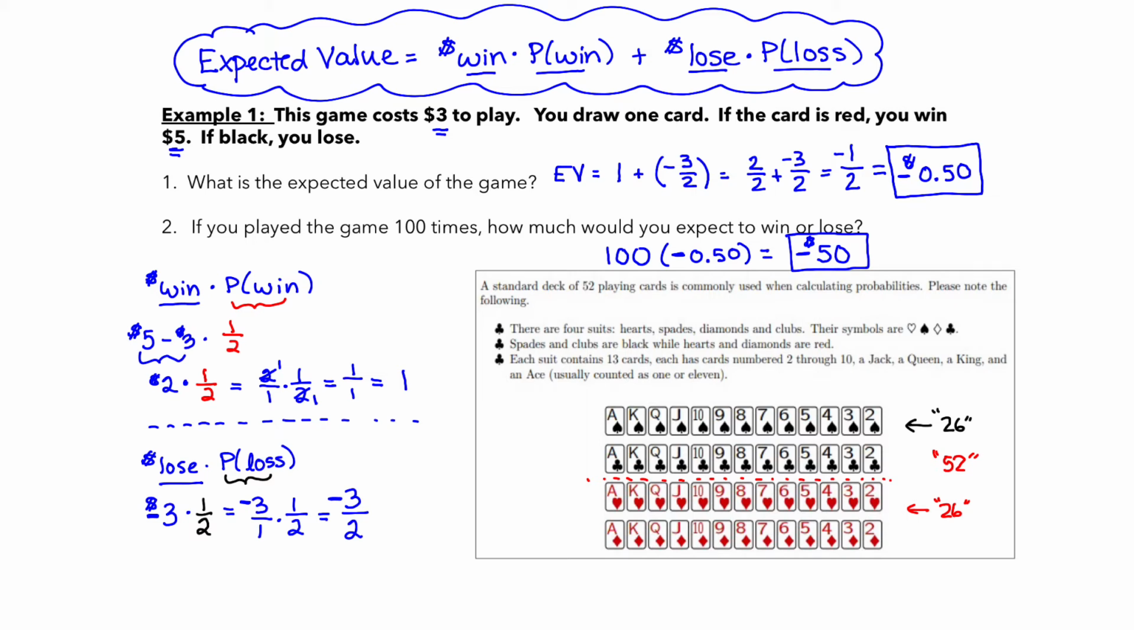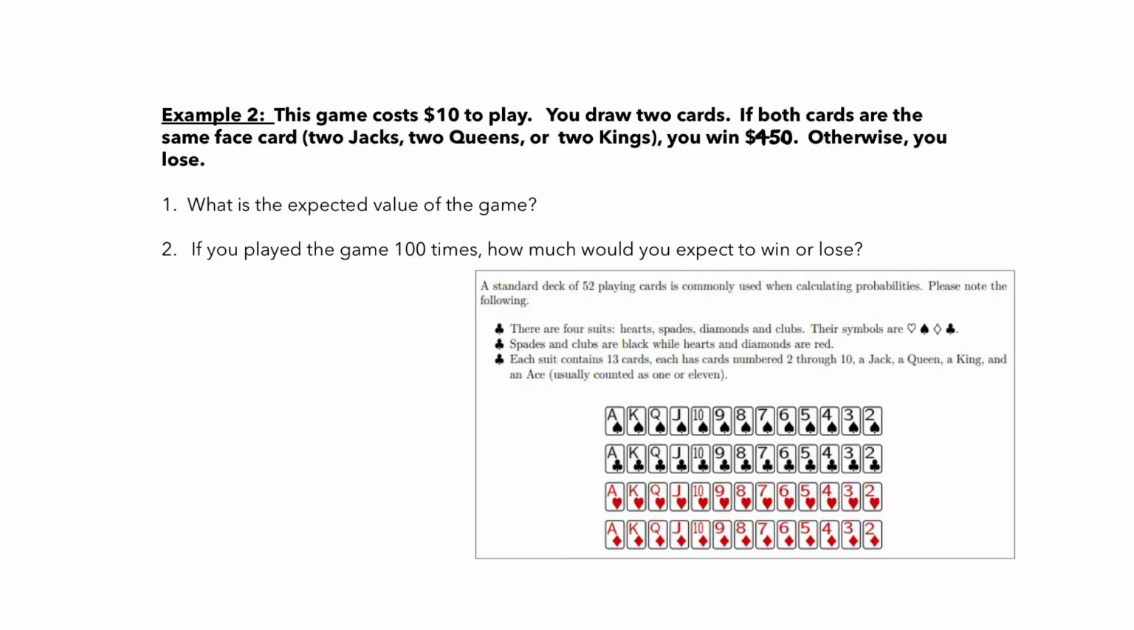Okay, now that example wasn't too bad, I hope. Let's take a look at one more example, just slightly more complicated. Example 2. This game costs $10 to play. This time you draw 2 cards. If both cards are the same face card, that is, you have 2 jacks, or 2 queens, or 2 kings, then you win $450. Otherwise, you lose.